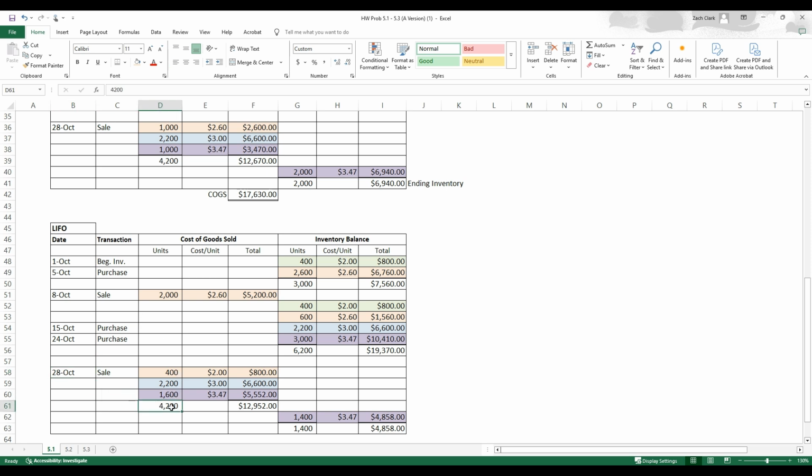Where we are going to sell again 4,200 units. But again, we're doing things a little differently. So we can start with this layer, the last one. So 3,000 units will come from there. And then we have 22, and we can just say, how many do we have left? We need 1,200 to get us to 4,200 total, and we had 2,200 to pull from, so that's fine. And then this times that.